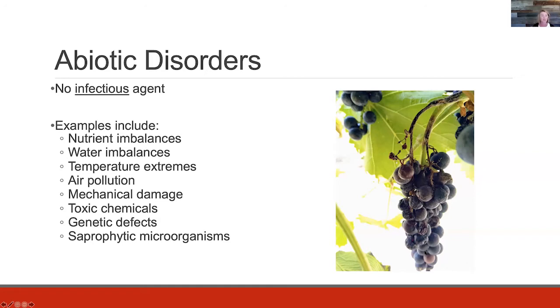So some examples of abiotic disorders include nutrient or water imbalances, temperature extremes, air pollution, and mechanical damage, which can cause what appears to be a disease but actually ends up being an abiotic disorder. Toxic chemicals, genetic defects, and then lastly, the saprophytic microorganisms. So basically anything that's not an infectious living agent or a virus.